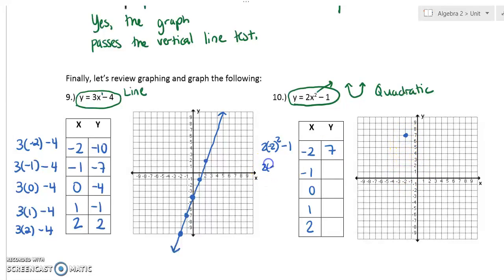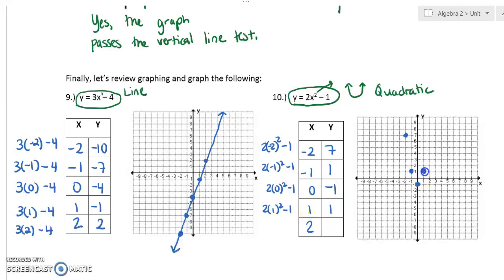Negative 1. So 2 times negative 1 squared minus 1. Negative 1 squared is 1 times 2 is 2. Minus 1 is 1. So we have a point at negative 1, 1. 2 times 0 squared minus 1. Well, that whole thing is 0, so it's just minus 1. So 0, negative 1. We have 2 times 1 squared minus 1. So that gives us 2 minus 1 is 1.